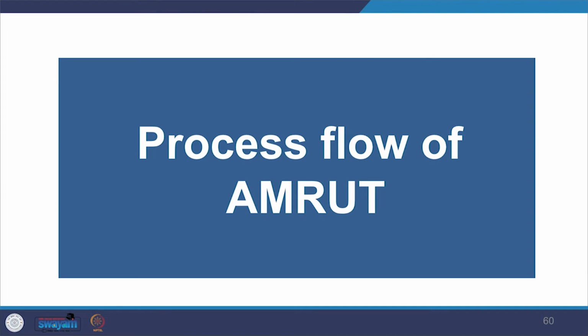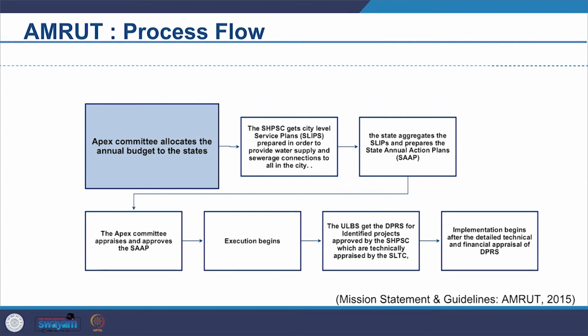So, that was about the coverage of the AMRUT mission. Now, we will look at the process flow of AMRUT. We will see how projects get created. We are looking at the process flow here. The Apex committee at the ministry level allocates the annual budget to the states according to their resources available.